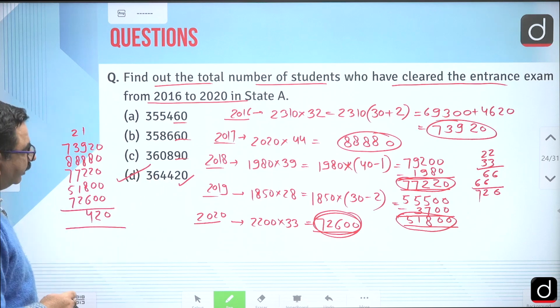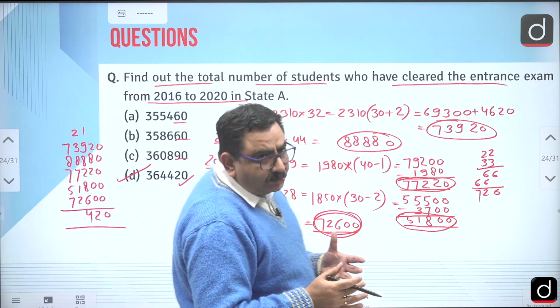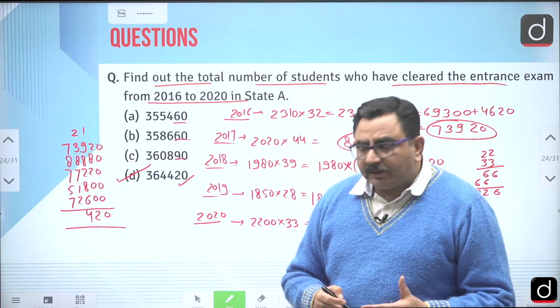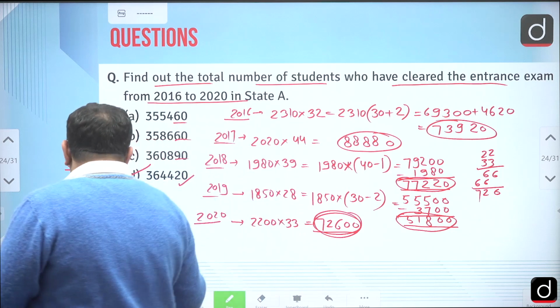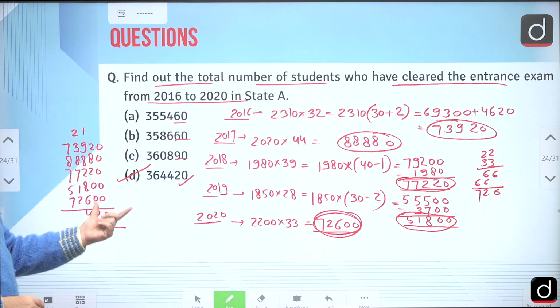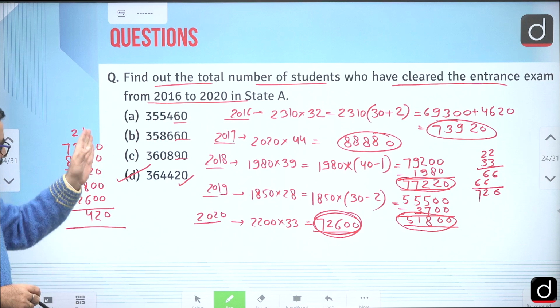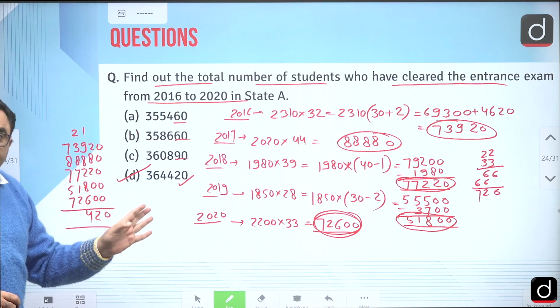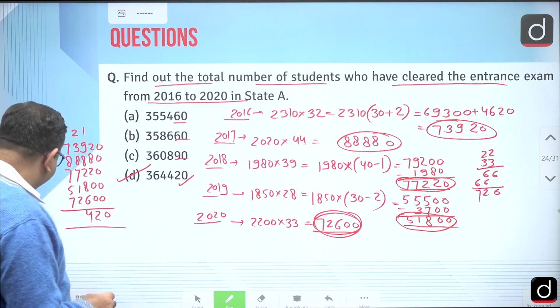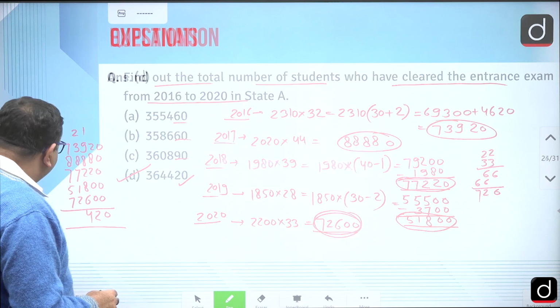Option D, right? So there are two things, how we can ease out the calculation part, and moreover how we can be thinking on the unit digit or last two digits, and we can avoid these sum and we can save our time over there, right? So let's see further.